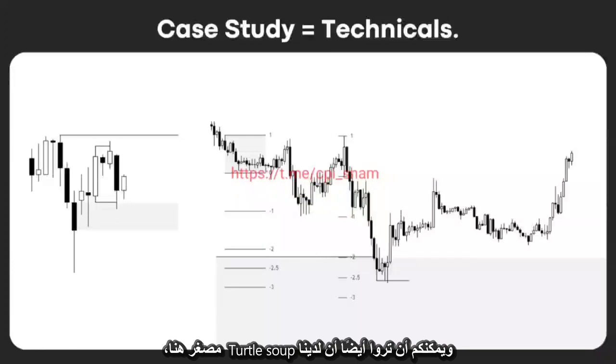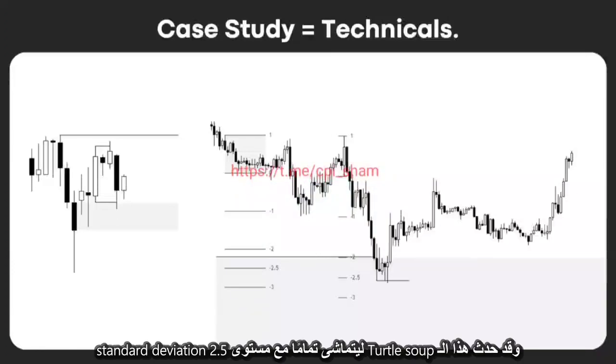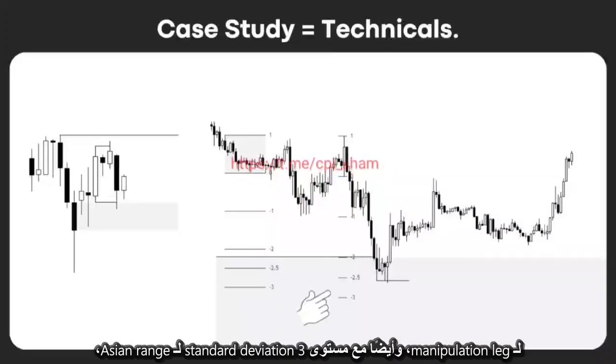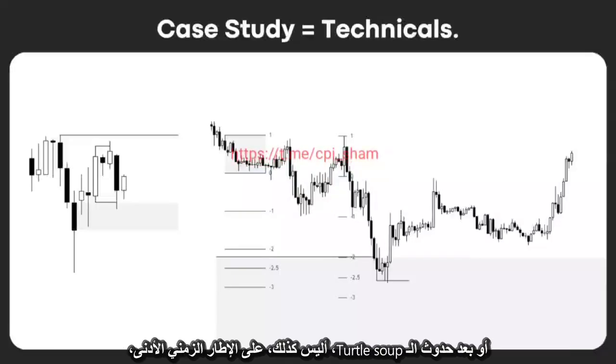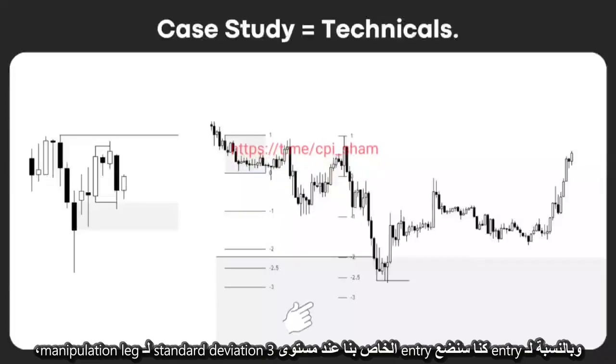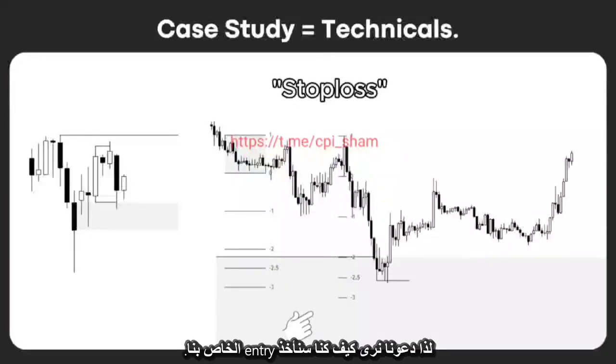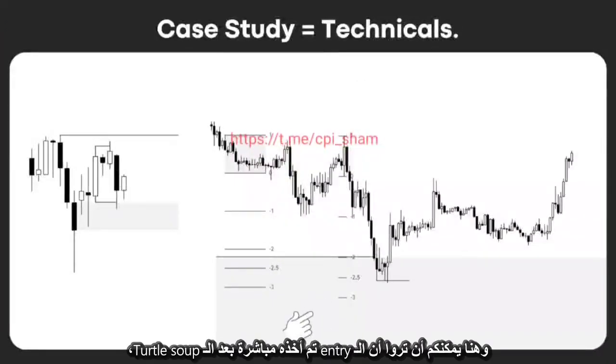And you can see also we had this mini turtle soup right here, and that turtle soup happened to perfectly align with the 2.5 standard deviation level of the manipulation leg, and also with the 3 standard deviation level of the Asian range. So what we would have done in this case is put our entry at the 2.5 standard deviation level, or after the turtle soup happened, right, on the lower time frame. And for our stop loss we would have put it at the 3 standard deviation level of the manipulation leg. So let's see how we would have taken our entry.